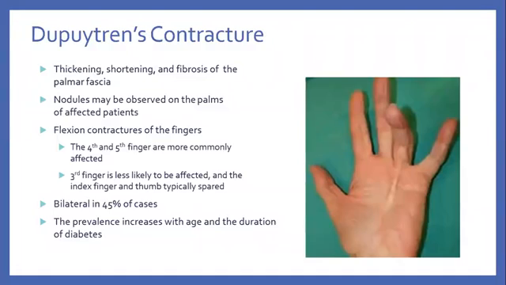Dupuytren's contracture, seen here in the photo to the right, is a thickening, shortening, and fibrosis of the palmar fascia. Nodules may be observed on the palms of affected patients. You're going to see flexion contractures of the fingers. The fourth and fifth finger are more commonly affected. The third finger is less likely to be affected, and the index finger and thumb are typically spared. It's bilateral in 45% of the cases, and the prevalence increases with age and the duration of the diabetes.